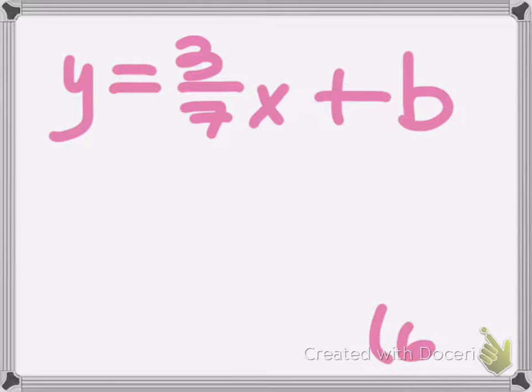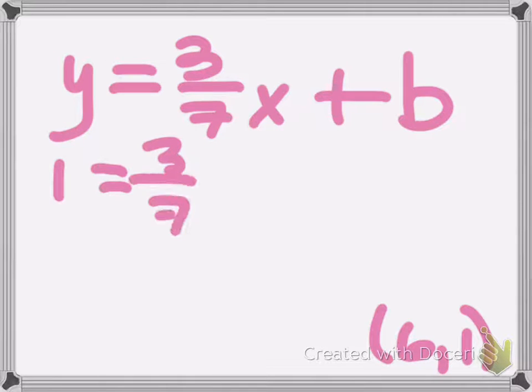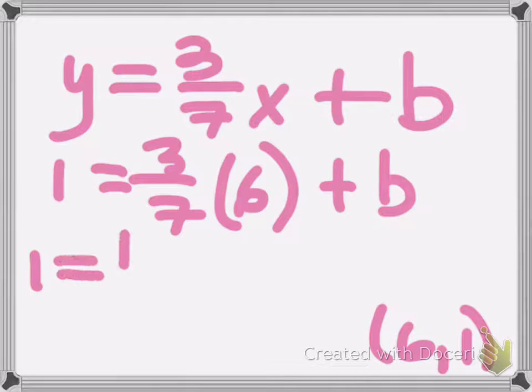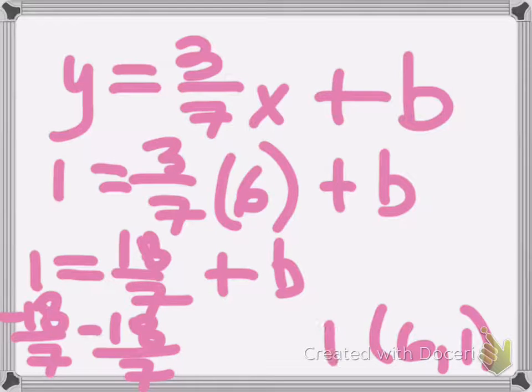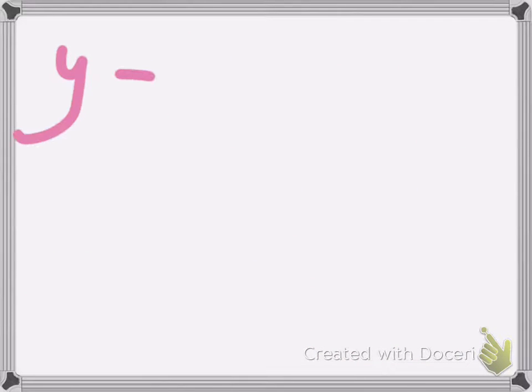I'm going to plug in 1 for y, and 6 for x. So I get 1 equals 18/7 plus b, and I want to get b by itself, so I'm going to subtract the 18/7 from both sides, and I get 1 minus 18/7, which would equal -11/7. So if I put it all together, I have y equals 3/7 x plus -11/7.